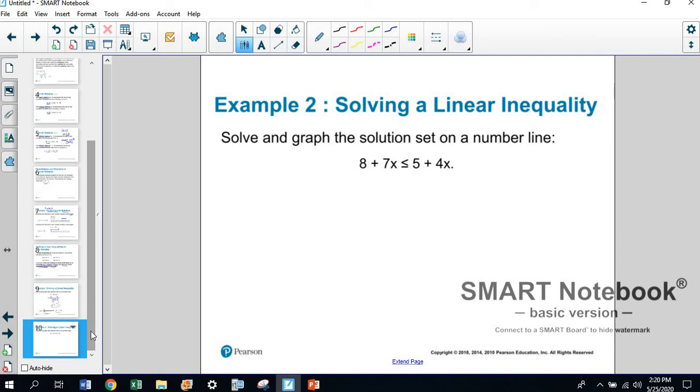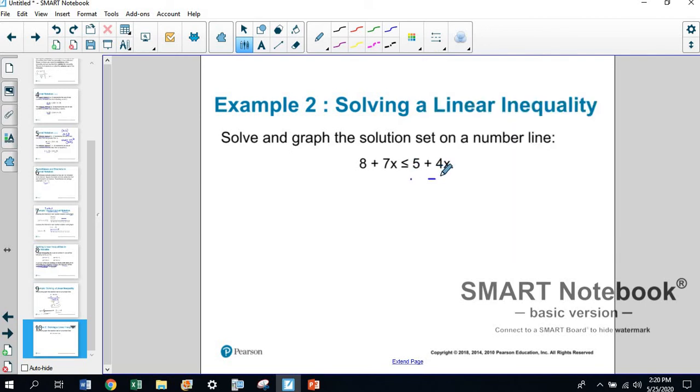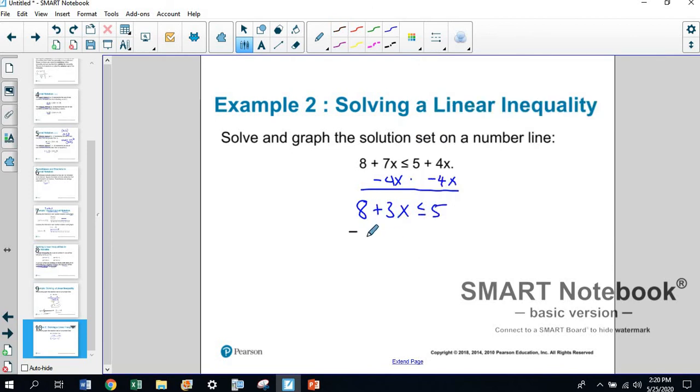All right, so how did that go? First steps here, we've got a little bit more complicated problem this time. We're going to collect all of the x's to one side, so we're going to subtract 4x on both sides. That gives us 8 plus 3x less than or equal to 5. Now we're going to collect all of the constants on one side, so we're going to subtract 8 from both sides. Here we get 3x less than or equal to negative 3.